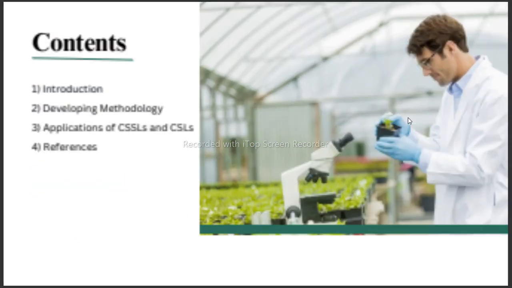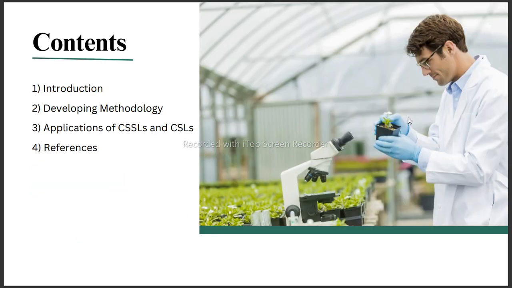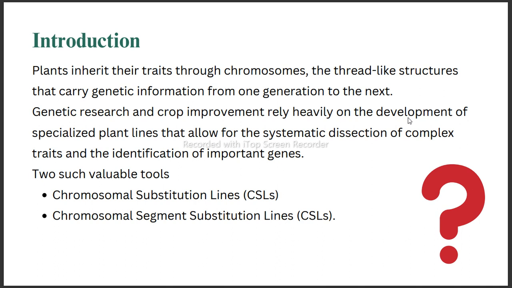Moving forward, in this presentation we will cover an introduction about our topic, which is chromosomal substitutional lines and chromosomal segment substitution lines, and then the developing methodology of these lines and the application of these CSSLs and CSLs. If I talk about the introduction, plants inherit their traits through chromosomes. They pass their phenotypic traits through their genetic material, which is present on chromosomes, and chromosomes are present in the nucleus. Chromosomes are thread-like structures that carry genetic information from one generation to the next.